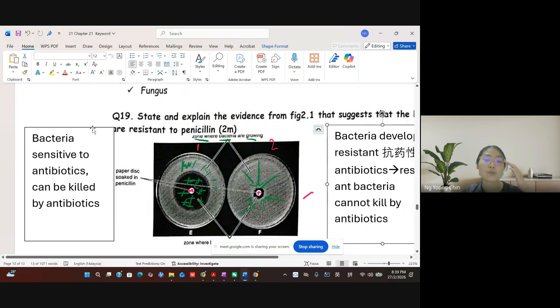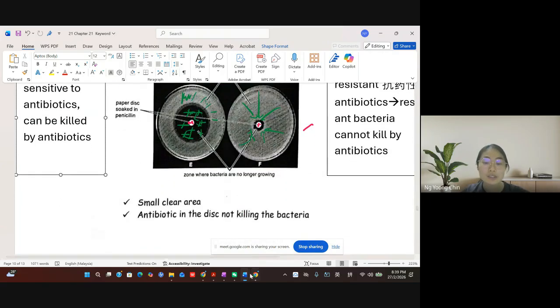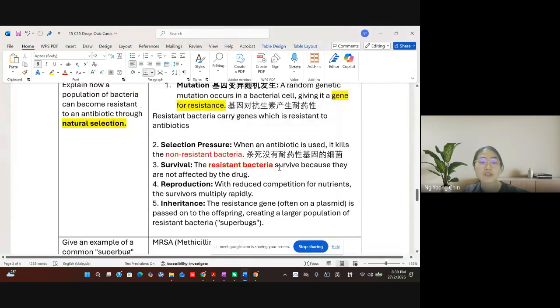How can antibiotic-resistant bacteria be produced? Is it from natural selection or due to artificial selection? Which one? The answer is natural selection. You can refer to chapter 15, which is this one.